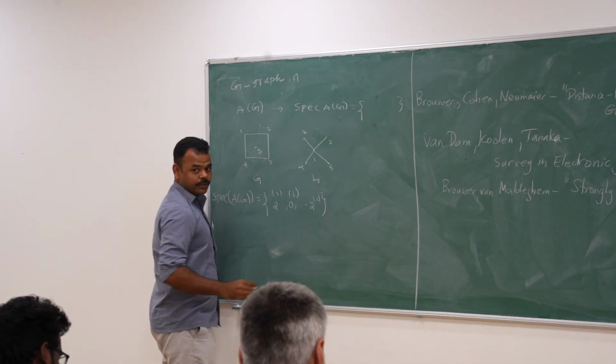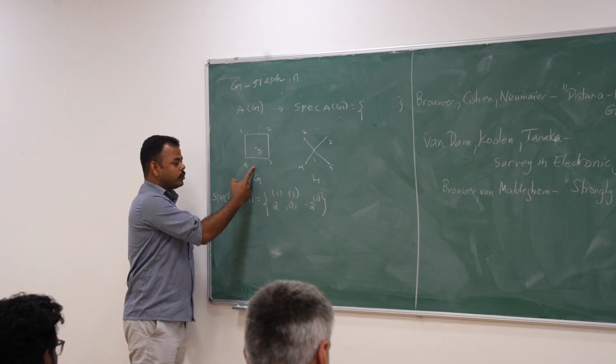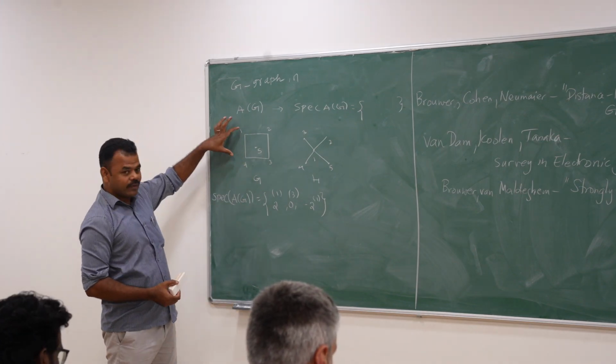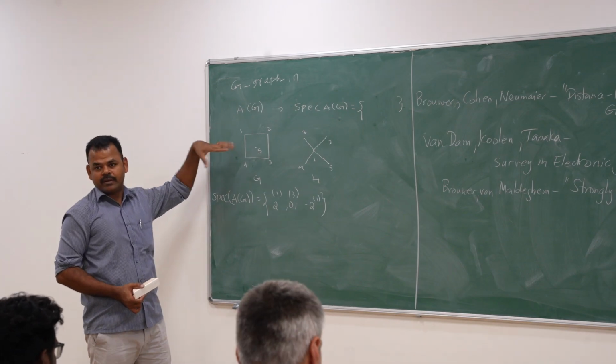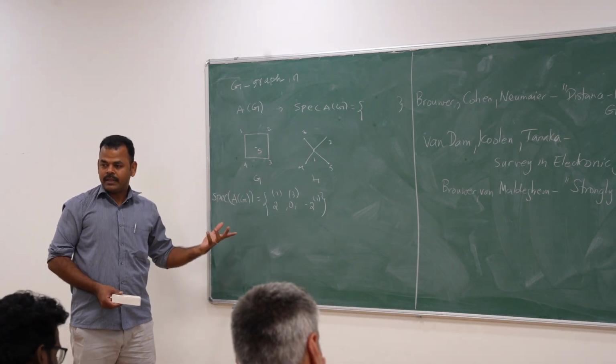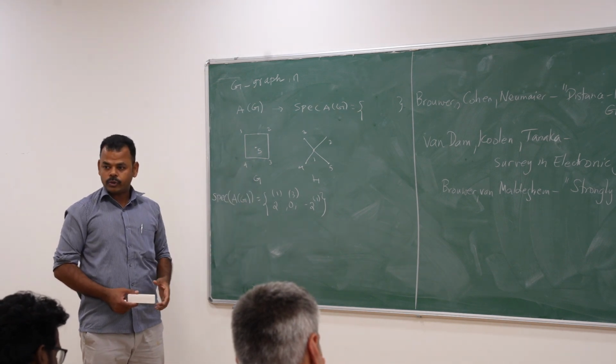What about the spectrum of H? Okay, so what is the argument here? Why should it have 2 and minus 2 as an eigenvalue? So it has a component which is complete bipartite. For complete bipartite, you know all the eigenvalues: plus minus square root of PQ. So here P equals Q equals 2, hence you are getting 2 and minus 2.